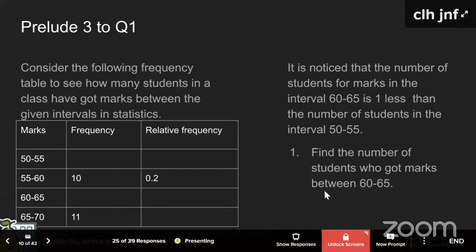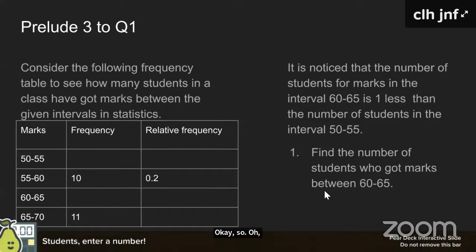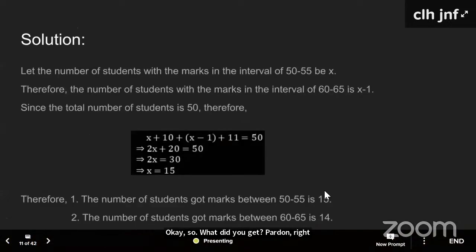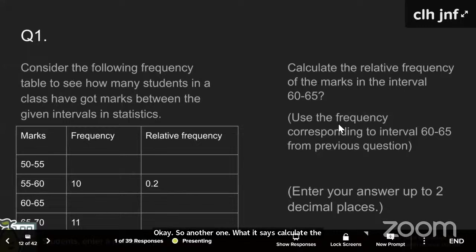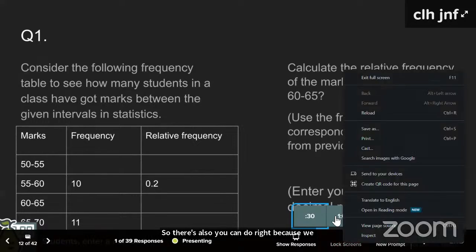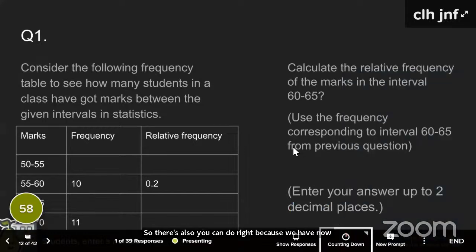Okay. So what did you get? 14, right? We just subtract one number only. Okay. So another one. It says, calculate the relative frequency of the marks in the interval 60 to 65. So this also you can do, right? Because we now have the frequency distribution, so relative frequency will not be a big deal now.